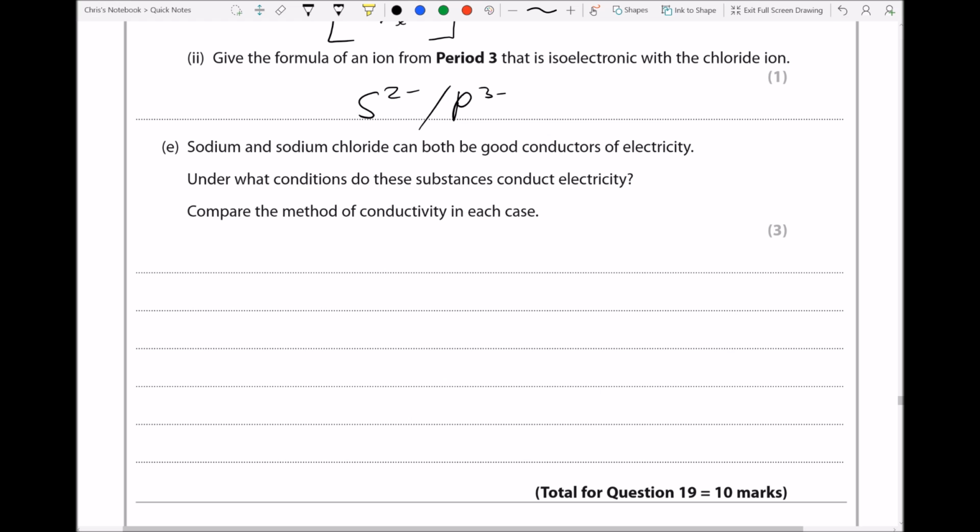Part E. Right, sodium and sodium chloride can both be good conductors of electricity. Under what conditions do these substances conduct electricity? Compare the method of conductivity in each case. Right, okay, so let's start with sodium first. Sodium is a metal, and like many metals, it will conduct electricity because it has free moving electrons, or a delocalized cloud of electrons above the positive metal ions. So sodium conducts when it's a solid, or even when it's a liquid for that matter. So put that on there.